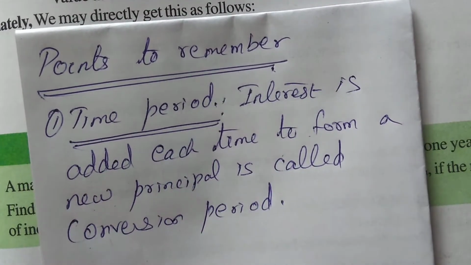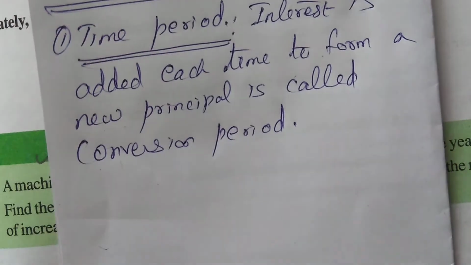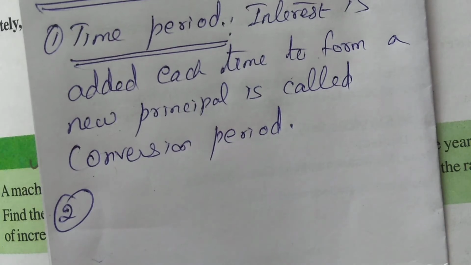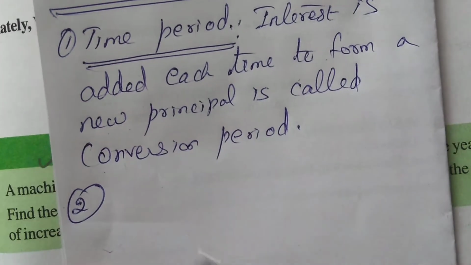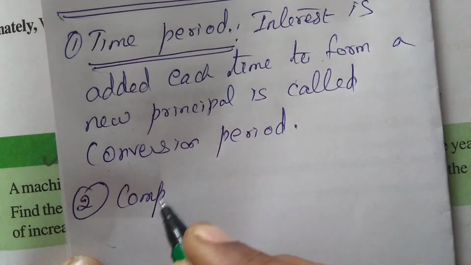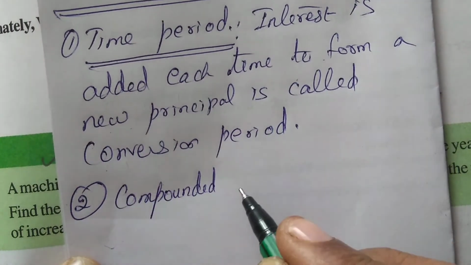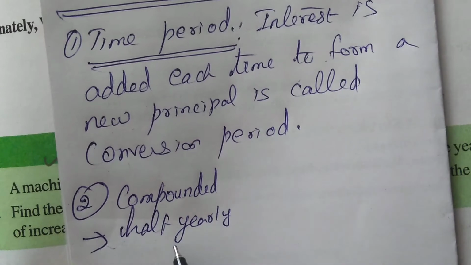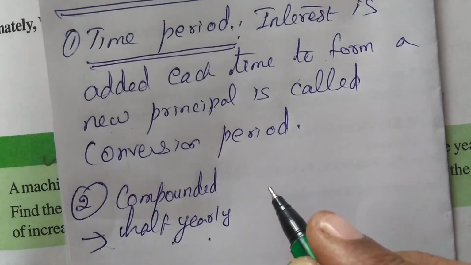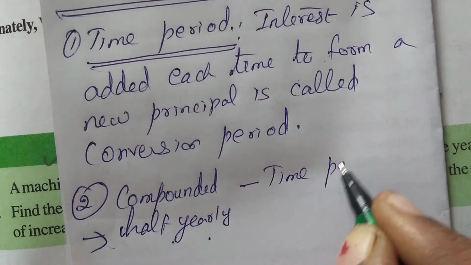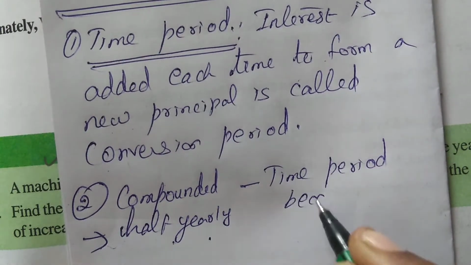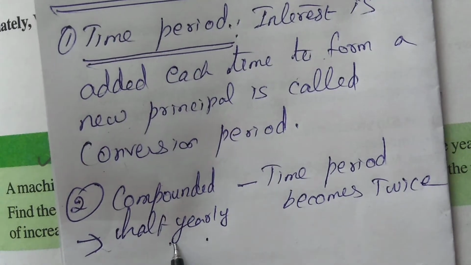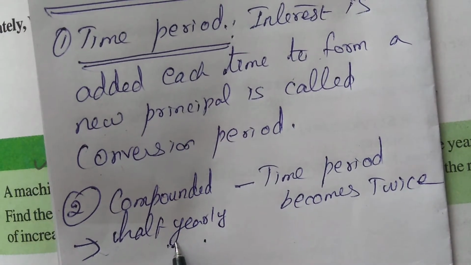Then we have to remember, there are a few sums in our question. They say compounded annually, half yearly, quarterly, like that. If they say compounded half yearly, our time period becomes twice, because annual means 1 year, 12 months. If it is half yearly, what is it? 6 months are there. So time period becomes twice.